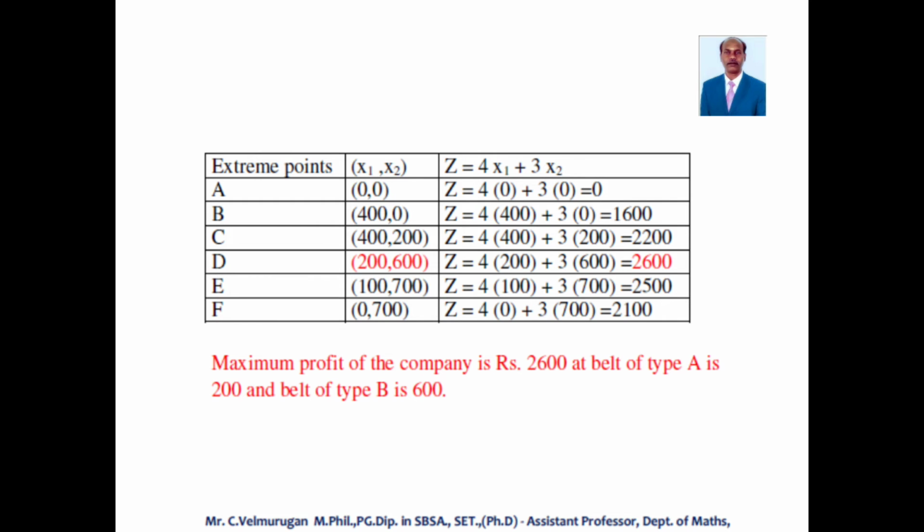So from this, what is our objective? To find out the maximum profit. So here, what is the maximum value of z? That is 2600. We get this 2600 when we apply the point D values, 200 comma 600. Then only we can reach the maximum value. So the maximum profit of the company is rupees 2600, with belt type A being 200 and belt type B being 600.